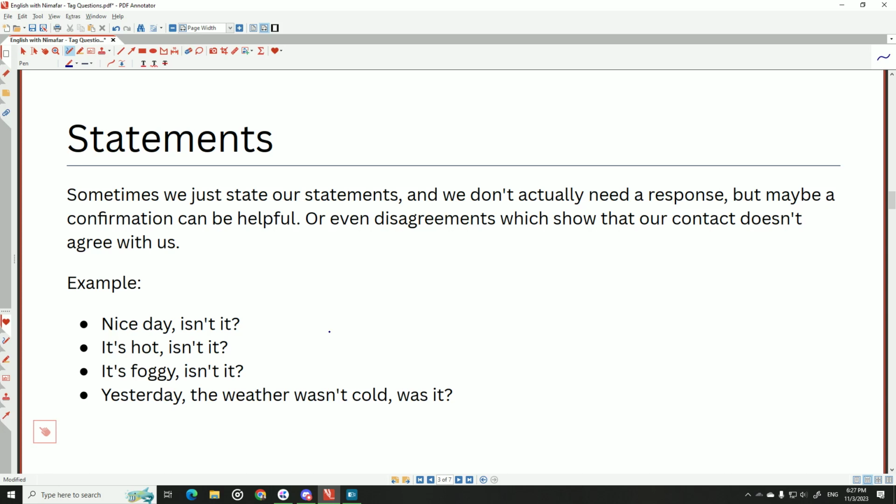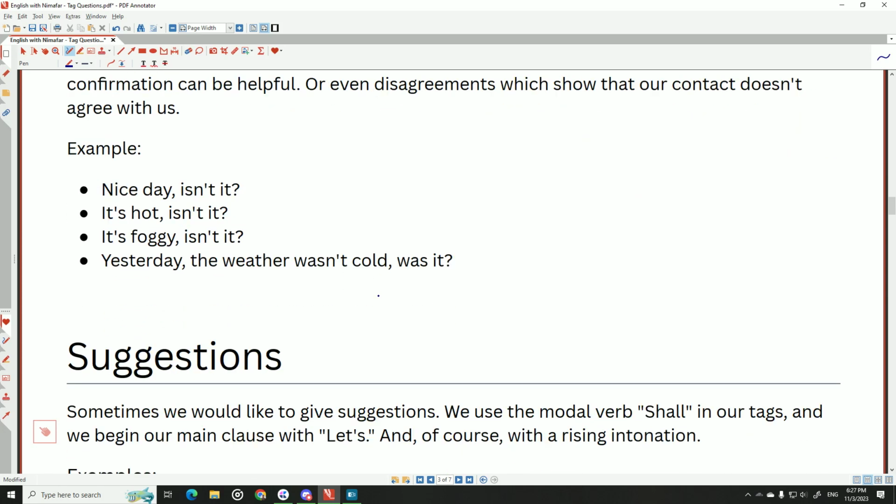Sometimes you just want to state it and you don't actually need a confirmation. Nice day, isn't it? It's hot, isn't it? It's foggy, isn't it? And many other things.